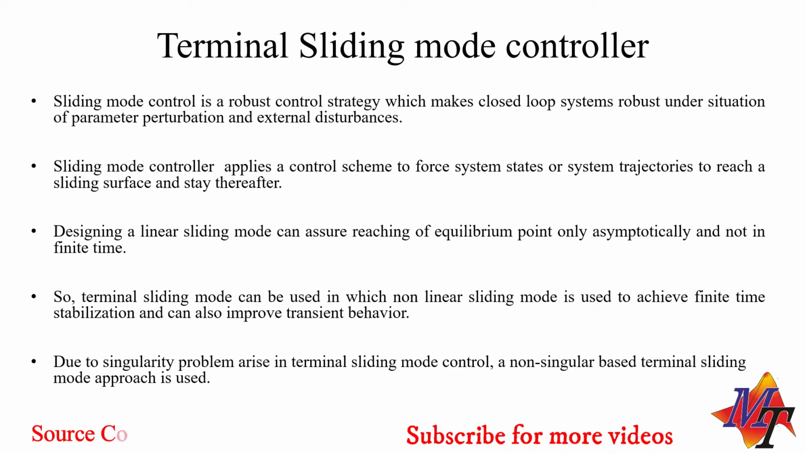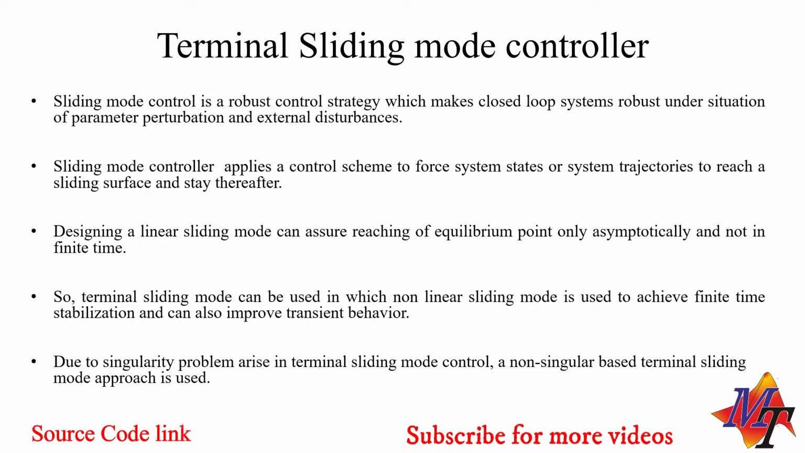So what it does, a sliding mode control has a control scheme where we apply external control effort to force the system's trajectories to reach the sliding surface and to remain at that sliding surface to finally reach their respective equilibrium points. Now we have already designed a linear sliding mode approach, but in that we cannot guarantee that it will reach in finite time. It only guarantees that reaching the equilibrium point will be asymptotic in nature, not in finite time.